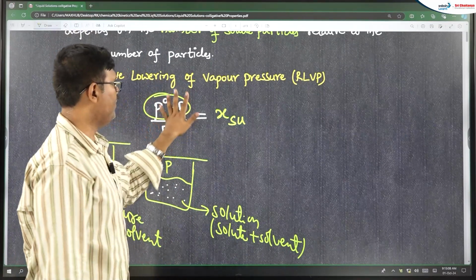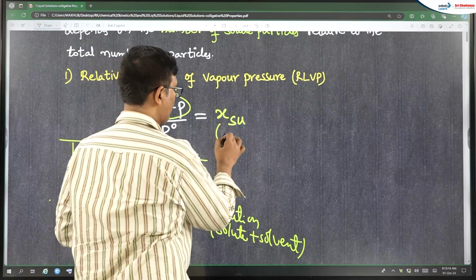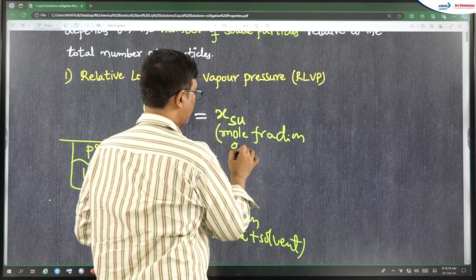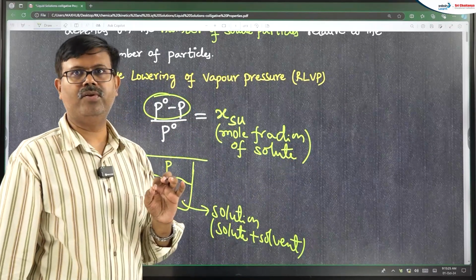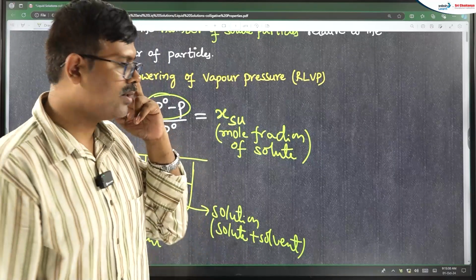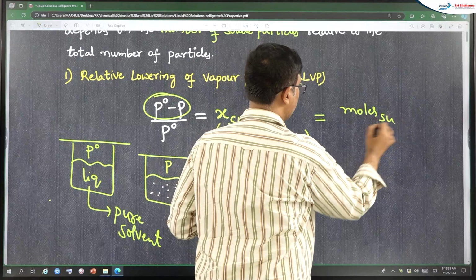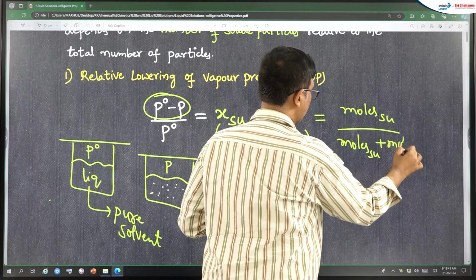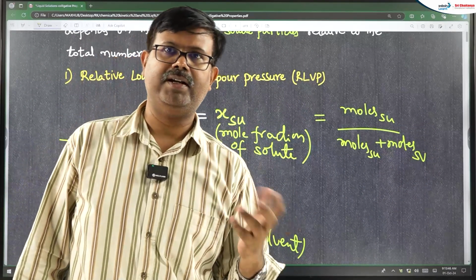Now this RLVP value is equal to what? Mole fraction of solute. Mole fraction is denoted with the alphabet X, so X_solute means mole fraction of solute. What does mole fraction of solute mean? Moles of solute divided by moles of solute plus moles of solvent. Solute plus solvent in the denominator.